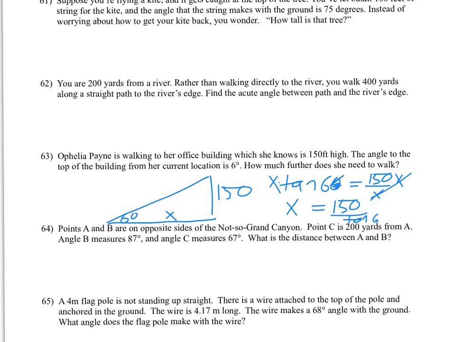So 150 divided by tangent 6 equals 1,427.15 feet.